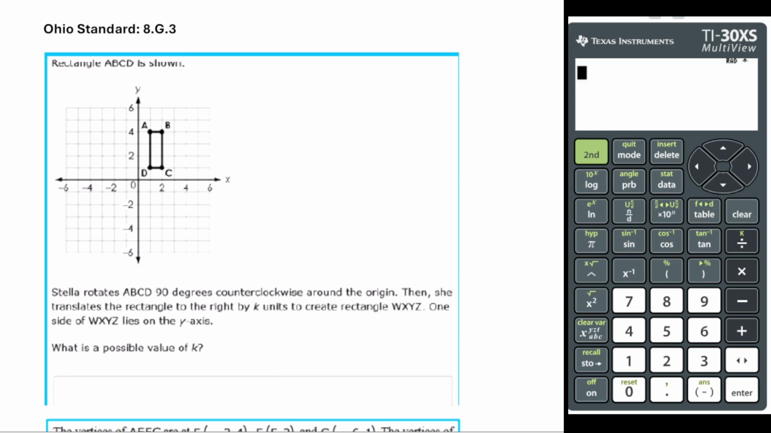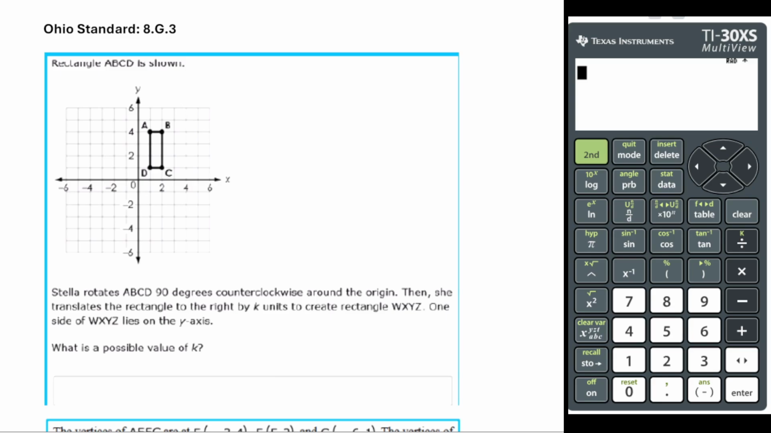Question 1. Stella rotates ABCD 90 degrees counterclockwise around the origin. Then she translates the rectangle to the right by K units to create rectangle WXYZ. One side of WXYZ lies on the y-axis. What is the possible value of K? This is a bit of a complicated question, and let's go into why.